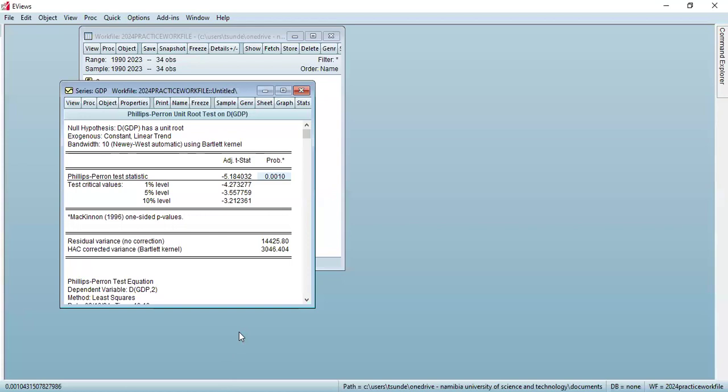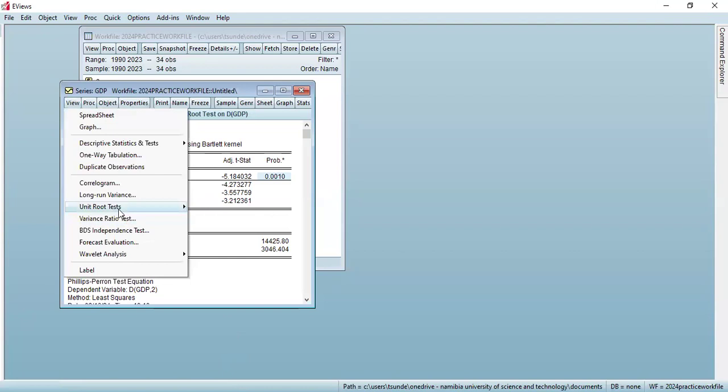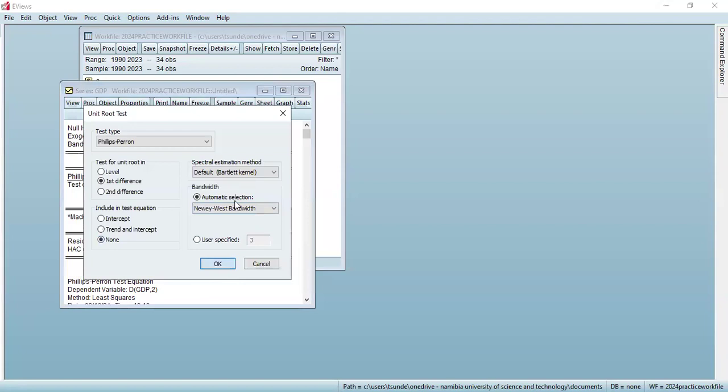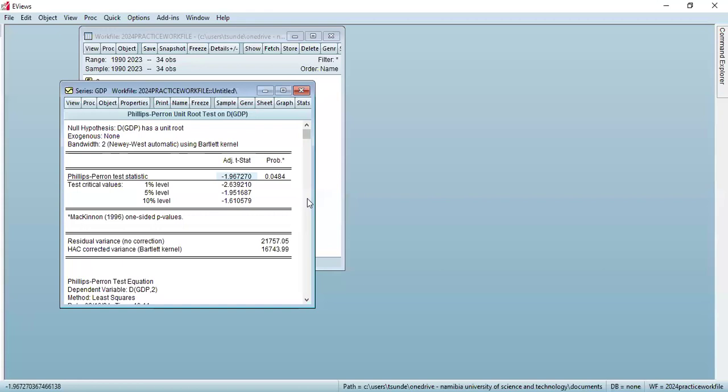Okay, so that's it. So let's repeat the test with the third test. It's telling us that, yeah, this one makes you think a bit. Give me the answer, the correct one. So I think this one is stationary at a 5% significance level. Stationary at 5% significance level, correct?